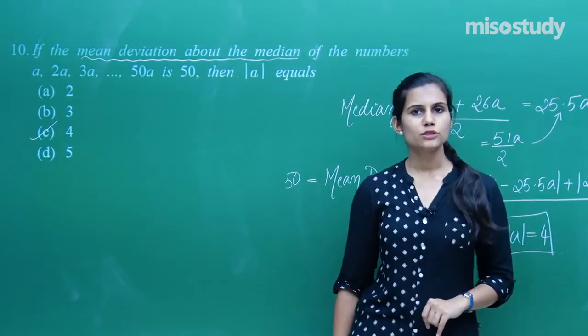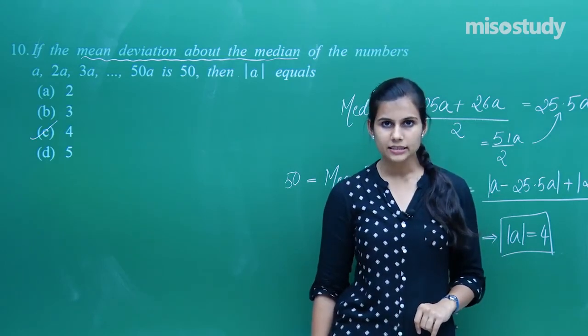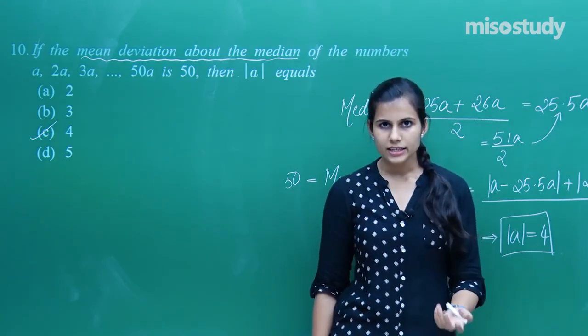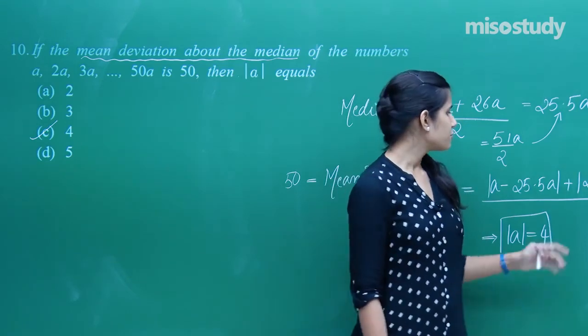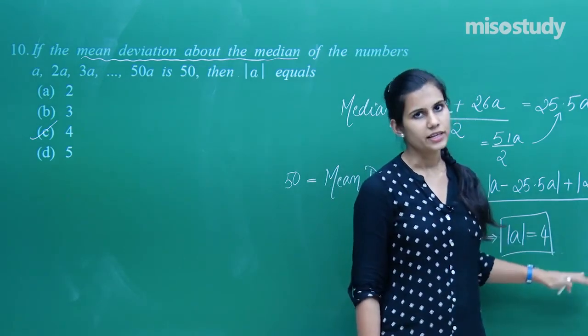Just the very fact that you should know how to evaluate the median when the number of observations is even, and after that how to get the mean deviation about median, that is going to help you resolve this very, very easily and get your answer.